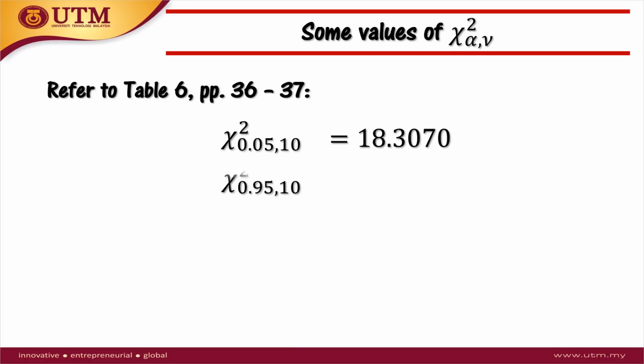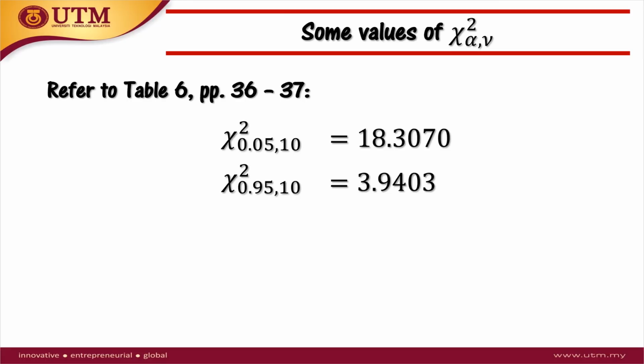Good. What about the next value? What is chi squared 0.95, 10? Here, you need to first search for alpha equals 0.95. That is in page 37. Once you get to the column of alpha equals 0.95, go down until you get to nu equals 10. So the value of chi squared 0.95, 10 is 3.9403. Do you get the value?